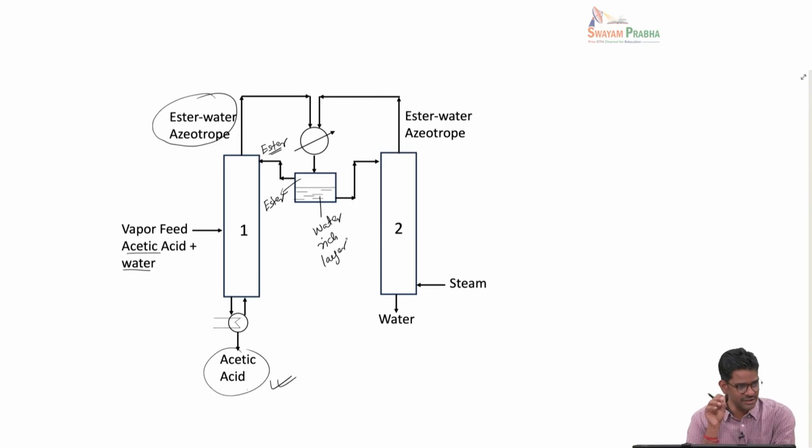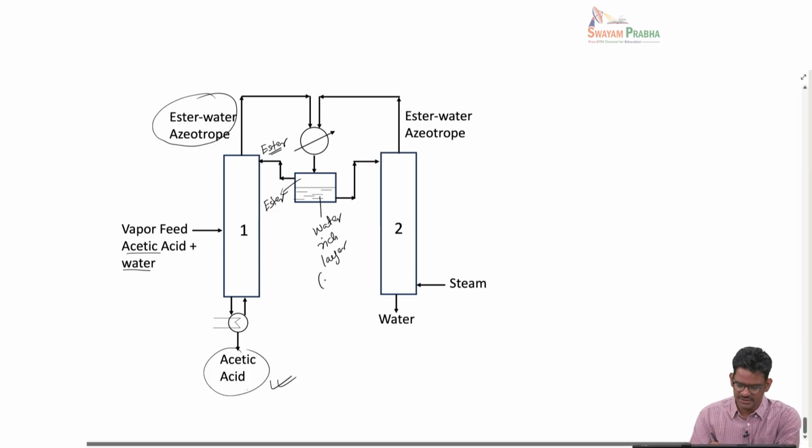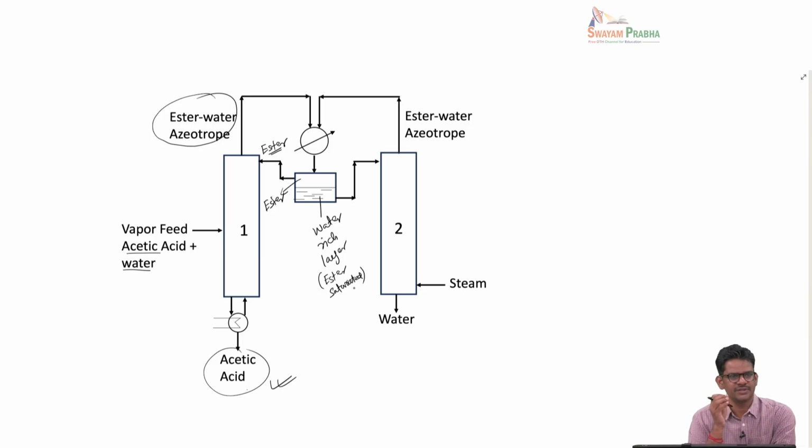One part will be rich in ester with a very little amount of water and very little acetic acid. The bottom layer would be water rich, with a very high amount of water and very little ester and acetic acid. In fact, the ester is saturated in this solution, meaning it will contain as much as it is soluble. Similarly, the ester layer will have an amount of water based on the solubility of water in butyl acetate.